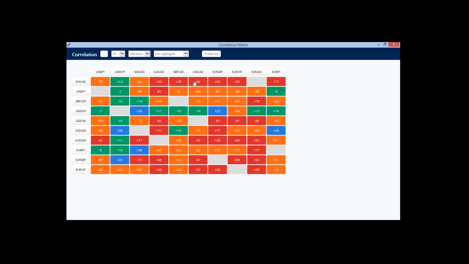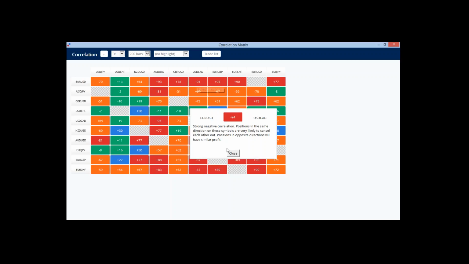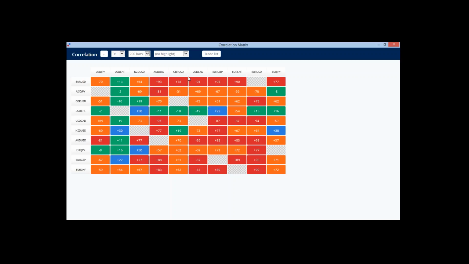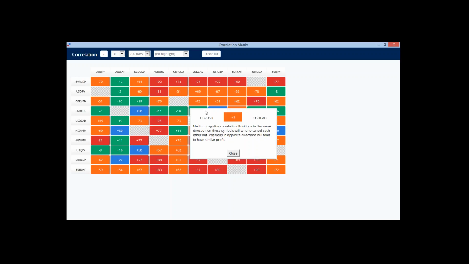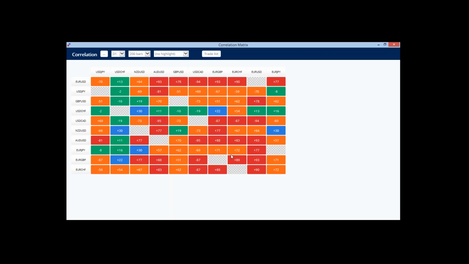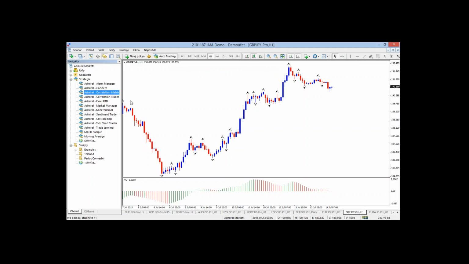And the dollar CAD was another one I was looking at. Very strong negative correlation, sorry. And the dollar CAD and pound dollar is a medium. So there are enough differences between them. I think the euro yen, let me take a look again. The biggest difference, in fact, is the dollar CAD and euro yen at the moment. Always useful to keep an eye on that.